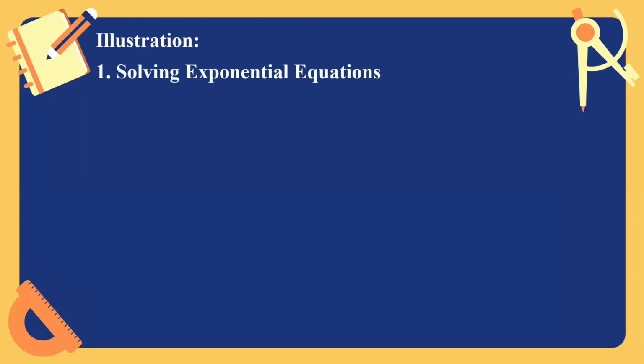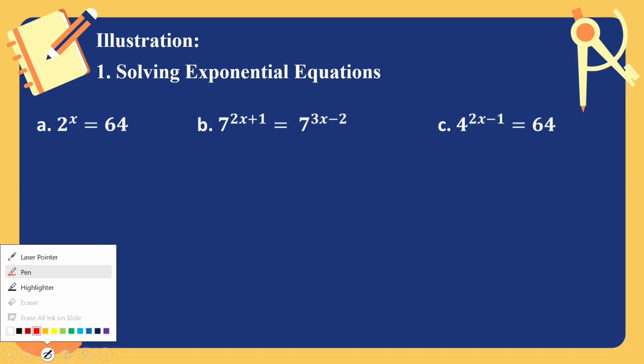So for the exponential equation, we have here the given examples. So first, we have 2 to the power of x is equal to 64. Second, we have 7 to the power of 2x plus 1 is equal to 7 to the power of 3x minus 2. And for the last example, we have 2 to the power of 2x minus 1 is equal to 64. So with this, let's start muna kay letter A. So the given examples ay magkakaiba siya on how we are going to solve. So let's have example letter A. We have here the given 2 to the power of x is equal to 64.